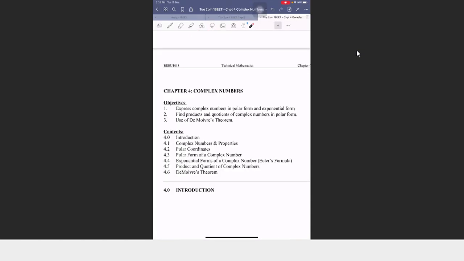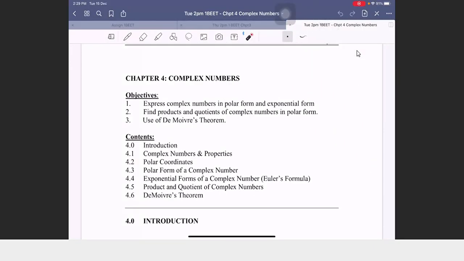Any more questions before we start with the new chapter? Any more questions? If not, then perhaps we move on to the next chapter. This is our chapter 4, which is about complex numbers.